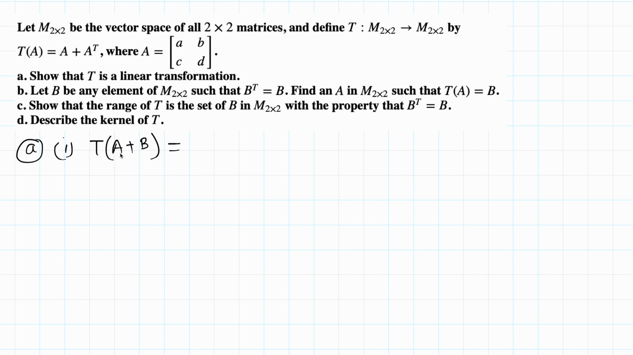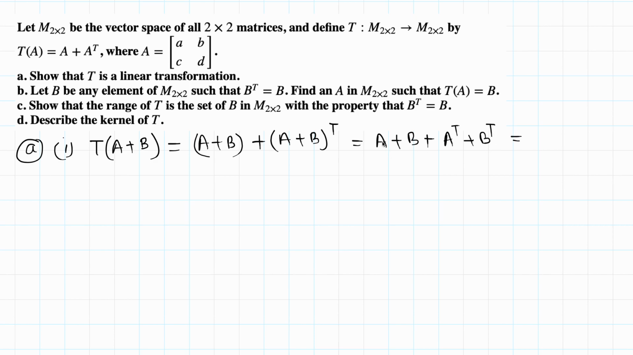So for all A and B coming from the domain, T of A plus B is, now from this definition, T of input is equal to input plus input transpose. That is coming from the definition of this transformation. So here now we can rearrange. This is A plus B, plus the transpose of this sum. We can simply compute A transpose plus B transpose.